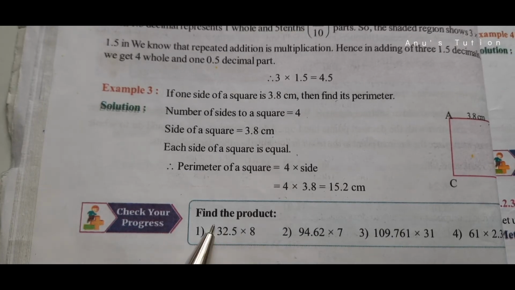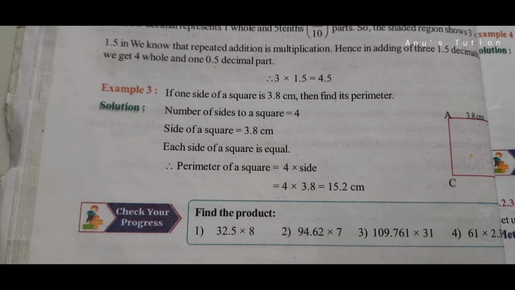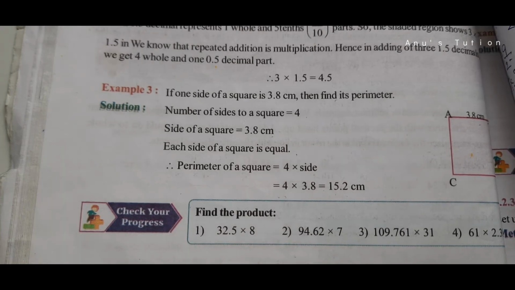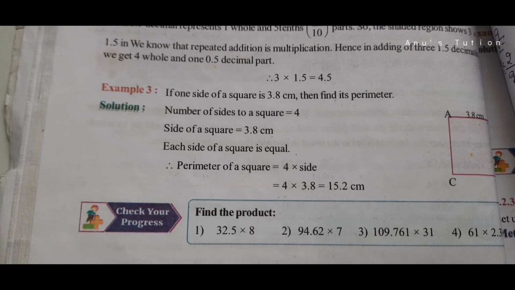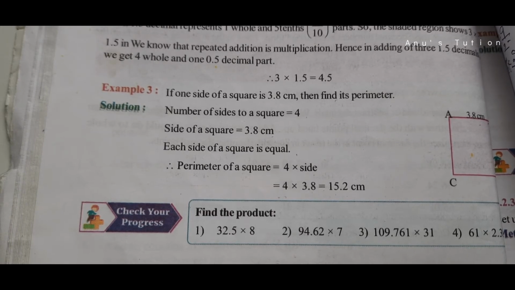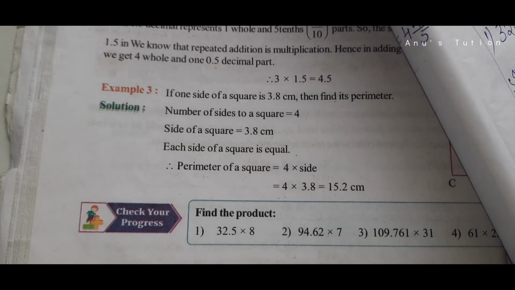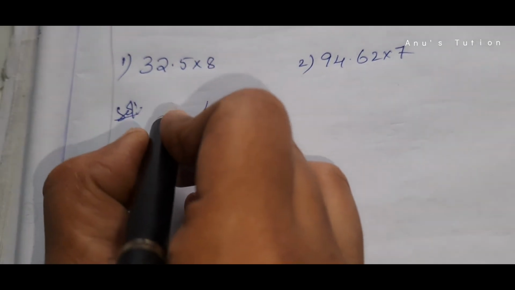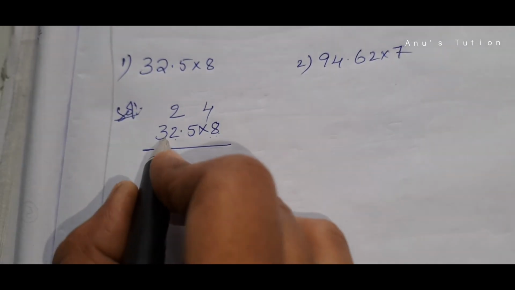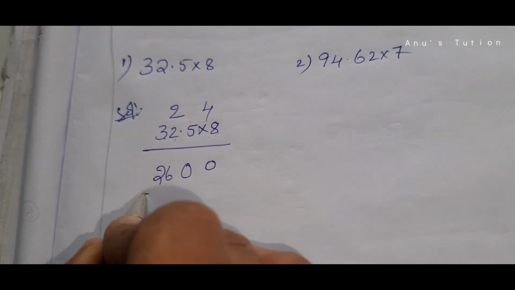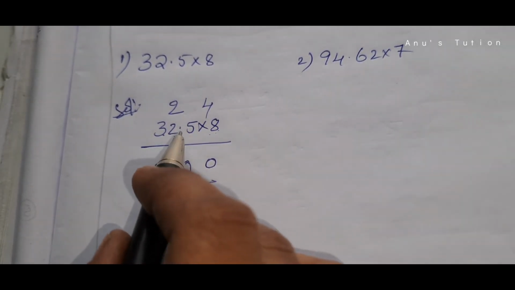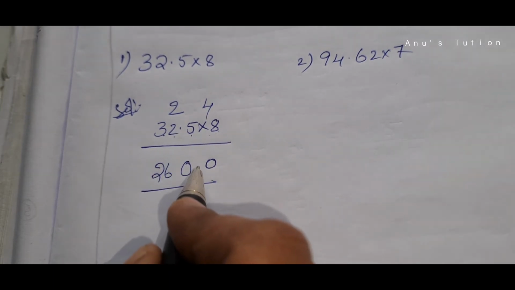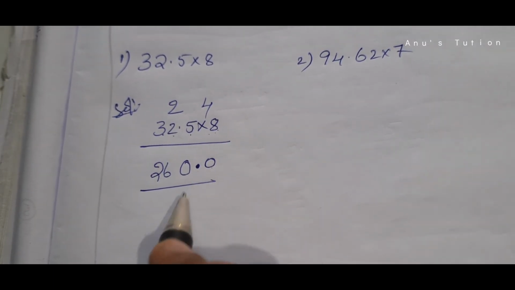Here are the examples we can find now. Find the product. Now we can find the product for these decimal numbers. Here is the first one. Now I will write the solution for this. 32.5 into 8. Okay, 8 5s are 40. 8 2s are 16, 16 plus 4 is 20. 8 3s are 24, 26. Okay, here after the point one number is there, that's why we will keep only one number after the point. 260.